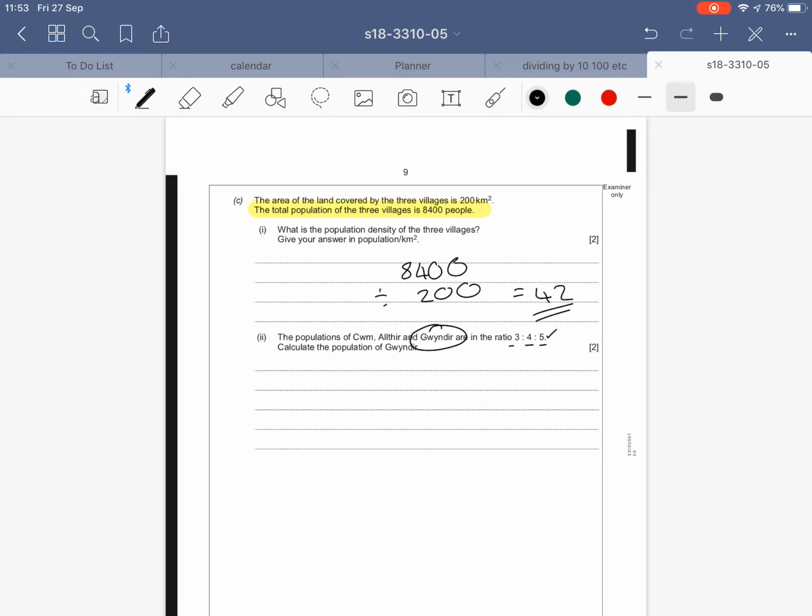So to share in the ratio, you've got 3 parts, 4 parts, and 5 parts. That's a total of 12 parts. We're sharing 8,400 in those 12 parts. That's every 1 part is 700. So the first would be 3 lots, the second 4 lots, and Glyndŵr would be 5 lots. We only need to do the Glyndŵr bit, so we just need to times it by 5 to get 3,500.